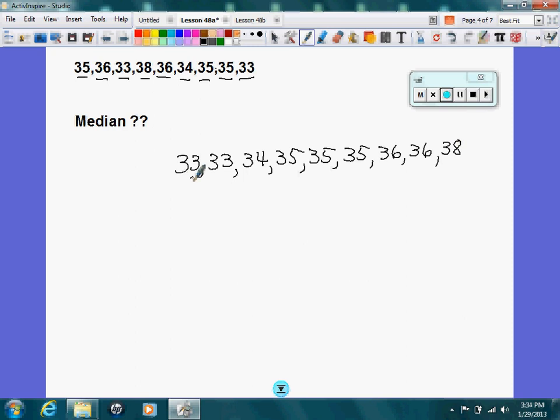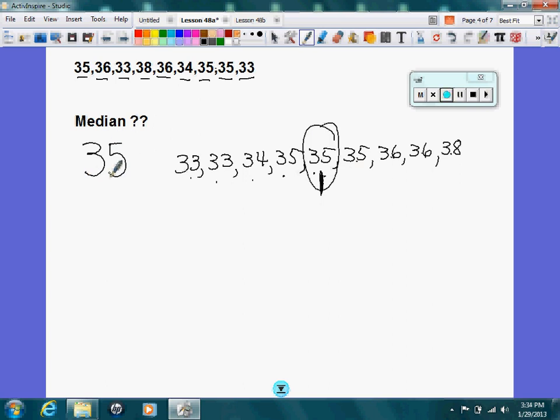Well, which one occurs in the middle? There's 1, 2, 3, 4, 5. Let me put a mark there, and we'll count back this way: 1, 2, 3, 4, 5. 35 occurs in the middle of the data, so our median here is 35.